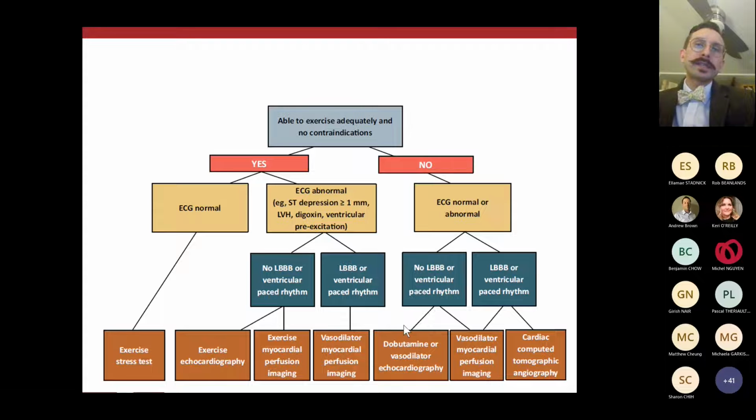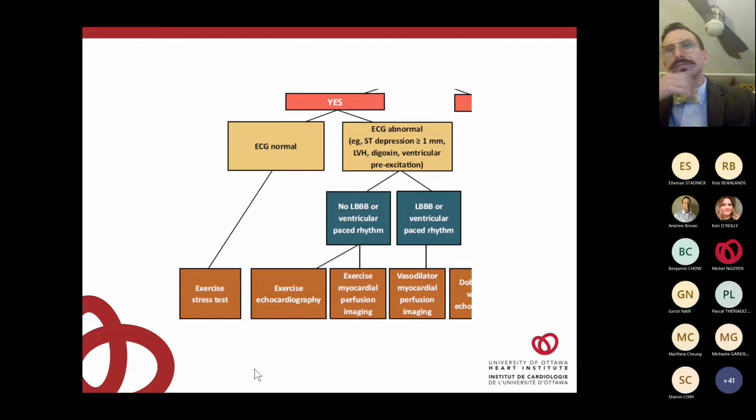With respect to guidance regarding test selection, the first branch in the road is to look to see if patients are expected to be able to augment their heart rate to 85% of their max predicted, or if they have any contraindications to exercise. If they can augment their heart rate and they have no contraindications, then the CCS states that they would be ideal candidates for stress ECG or stress imaging.